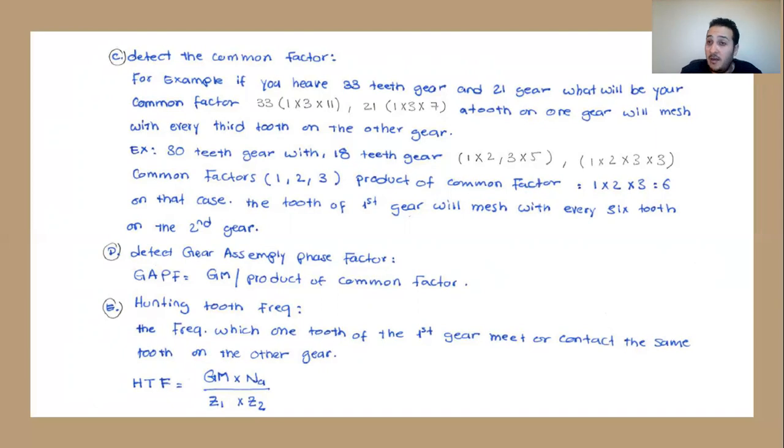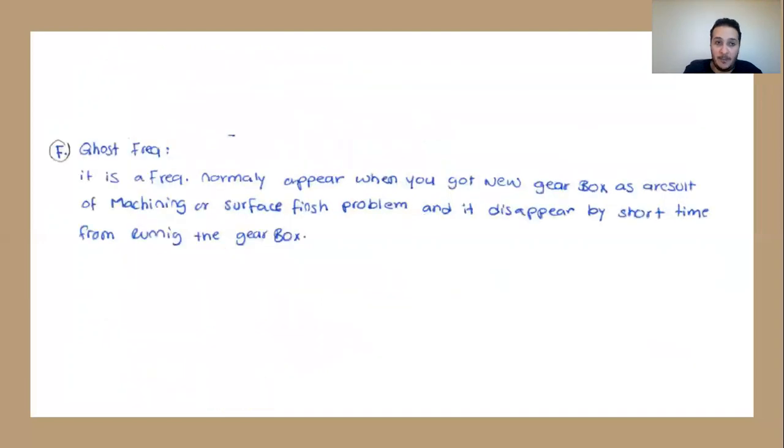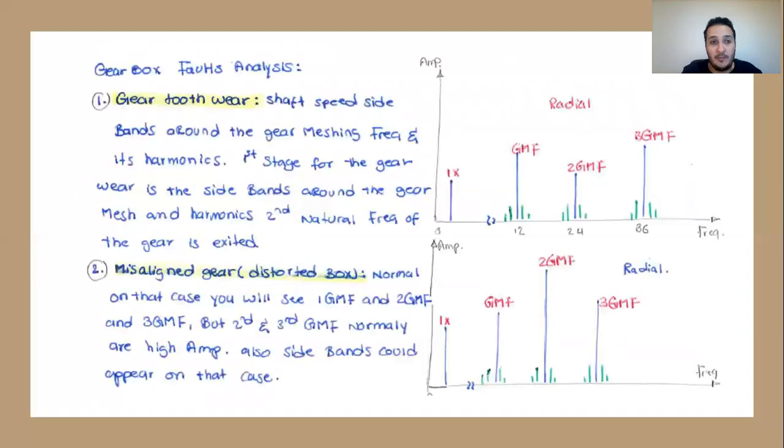The hunting tooth frequency will be the gear mesh multiplied by the product of the common factor divided by the number of teeth for the first gear multiplied by the number of teeth on the second gear. You have something also called ghost frequency. It is a frequency normally appearing when you get a new gearbox as a result of machining or surface finish problems, and it disappears after a short time of running the gearbox.